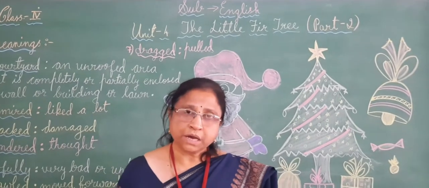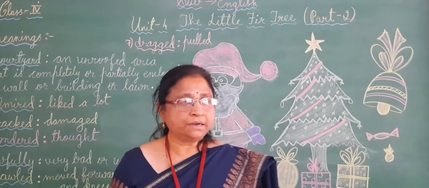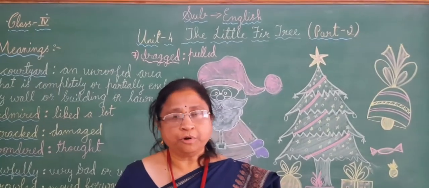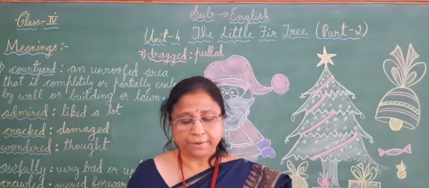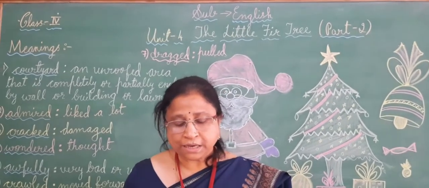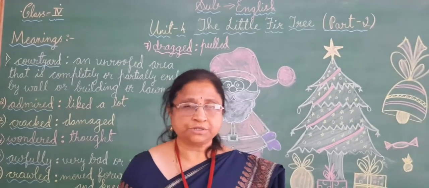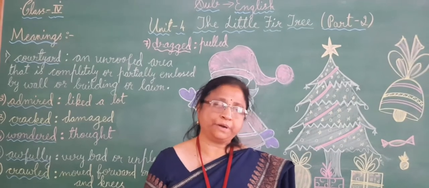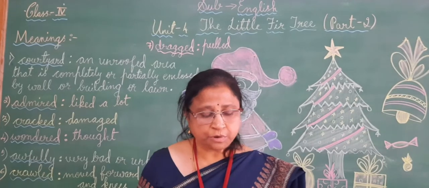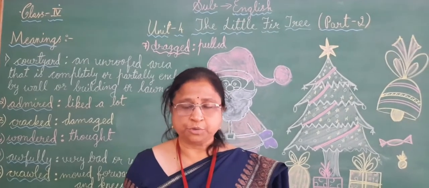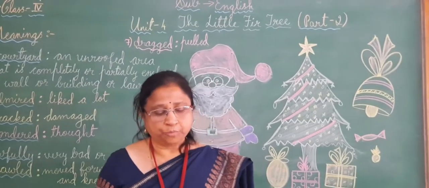So it was dark, children, and the tree thought that since it was getting dark, tomorrow morning again something new and interesting would happen. "I shall be decorated and I shall hear some more stories." So it started dreaming that the next day also it would be decorated and would hear some stories. Then the next morning the maids entered the room.